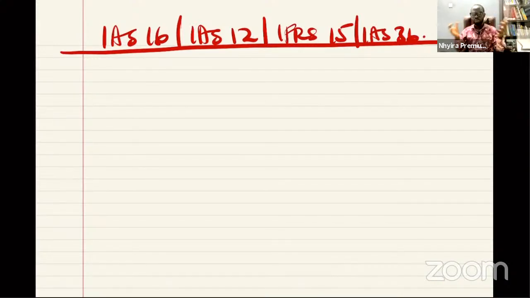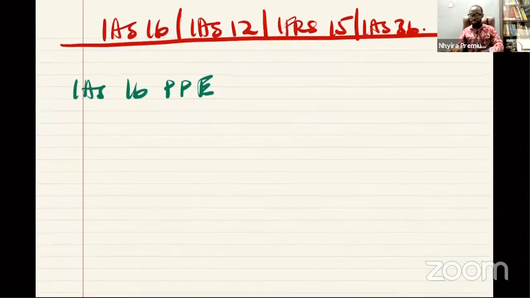So what do we mean here in relation to that? So let's begin the journey with the key principles when it comes to IAS 16, property, plant, and equipment.